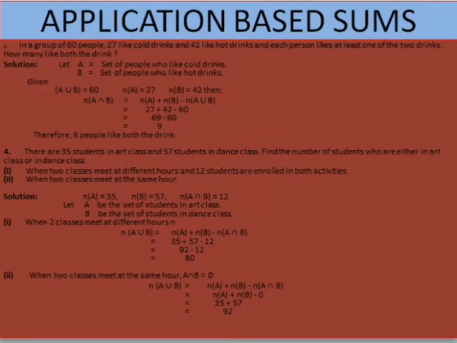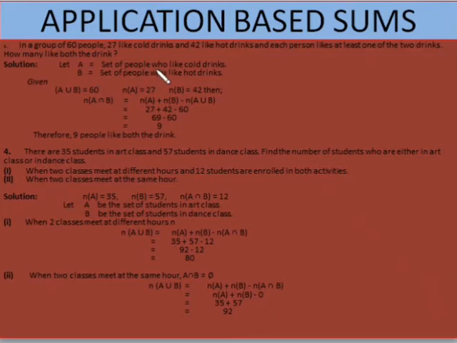Now see some application or language type sums which are related to general perception. In a group of 60 people, 27 like cold drinks and 42 like hot drinks, and each person likes at least one of the two drinks. How many like both drinks? Students, both is represented by the part of the intersection.